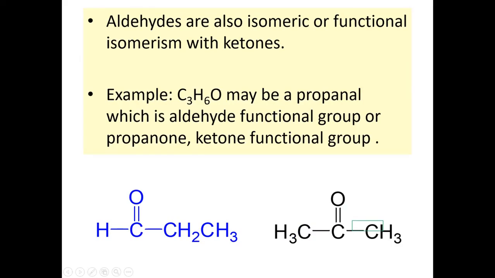Aldehydes are also functional isomers with ketones. For example, here you have C3H6O, which may be propanal 1, 2, 3. Propanal, which is the aldehyde functional group, or propanone, the ketone functional group. This means that the number of carbon, hydrogen and also oxygen in both structures is the same. But the location of the double bond is different from this one to this one.